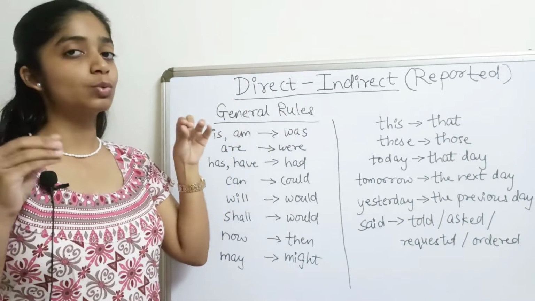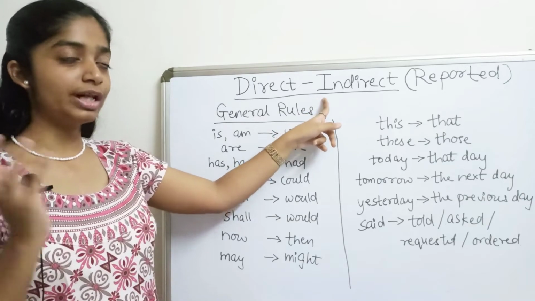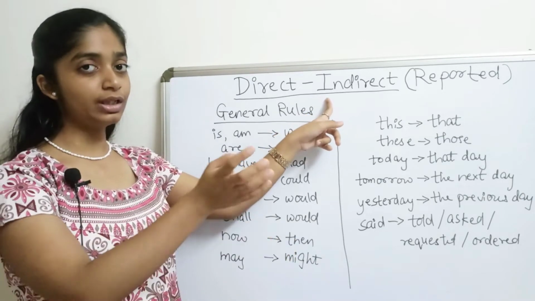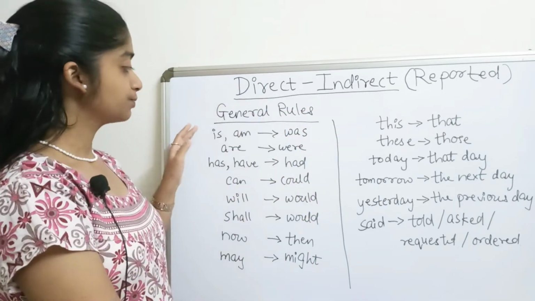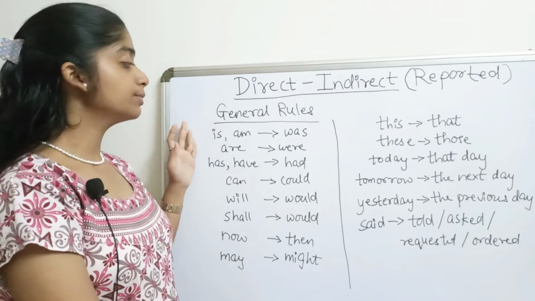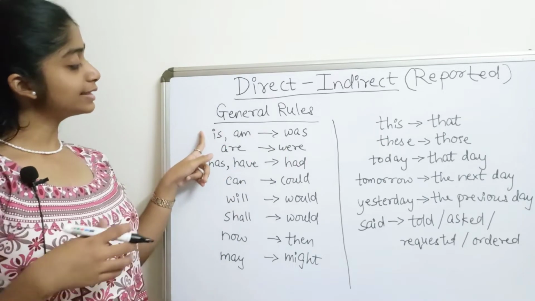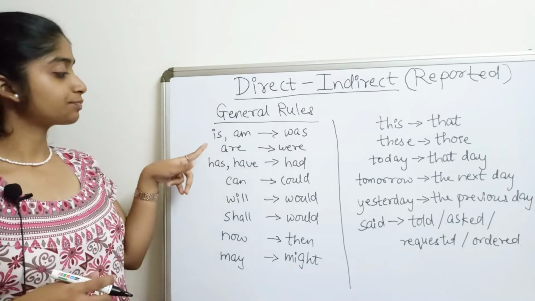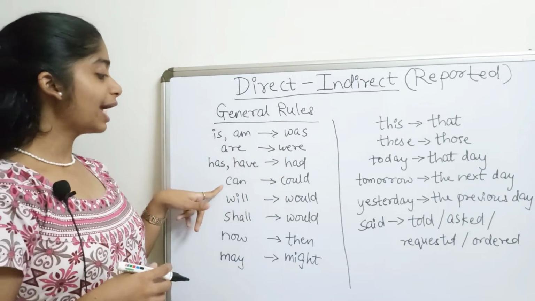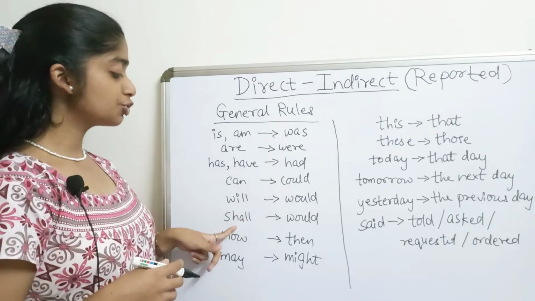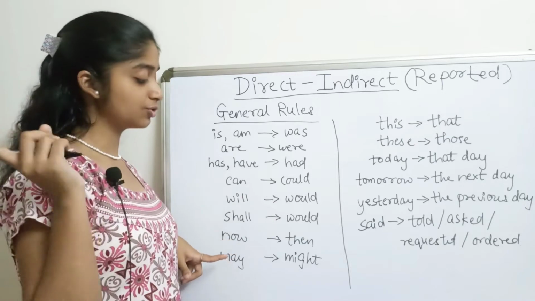The general rules that we learned were direct to indirect. Direct is what is happening in the present tense and indirect is in the past tense. Someone else is narrating the conversation between the two people which he or she watched previously. So we will be changing all the verbs from present to past tense. General rules say is or am changes to was. Are changes to were, has or have will change to had, can changes to could, will to would, shall to would. This is an exception. Shall does not change to should, it changes to would.